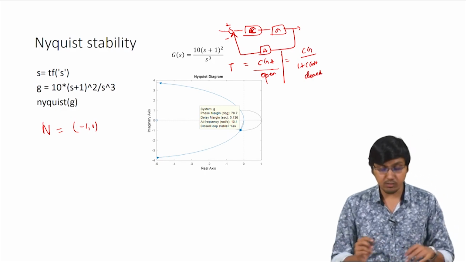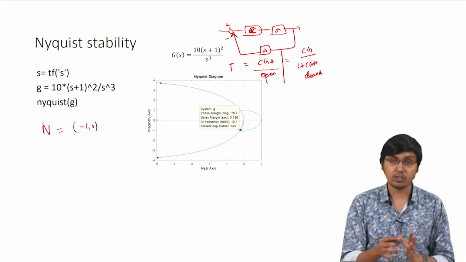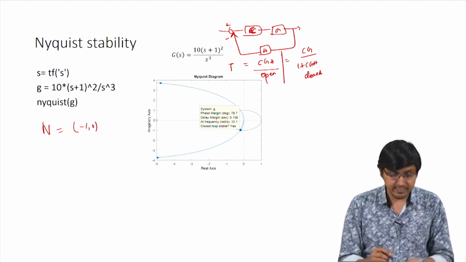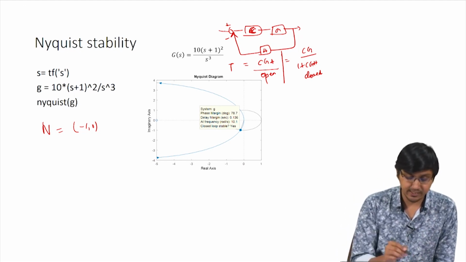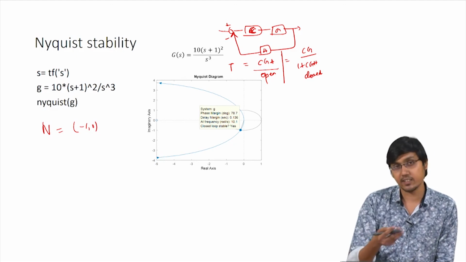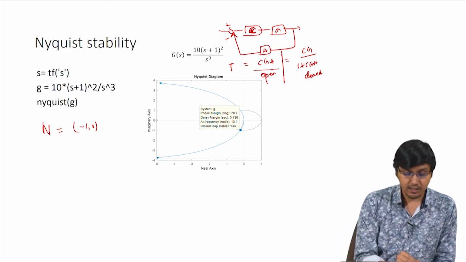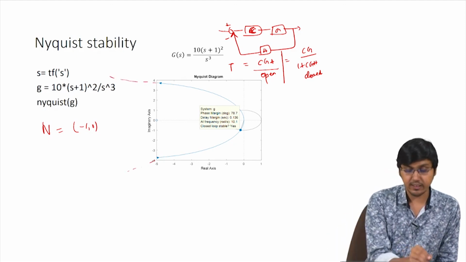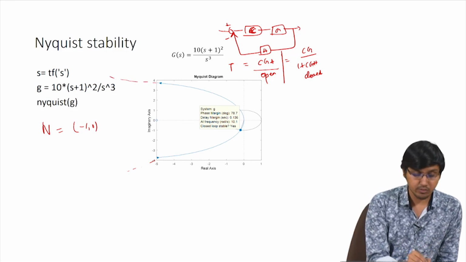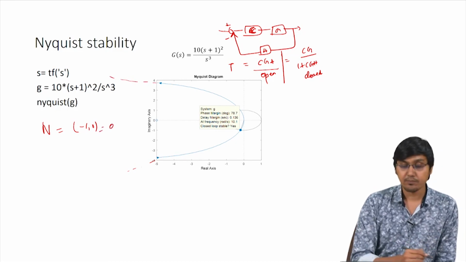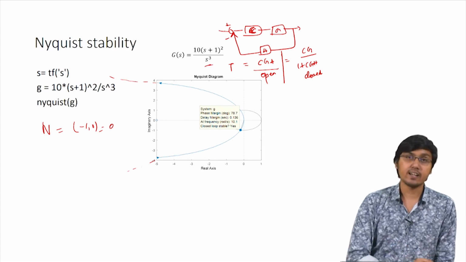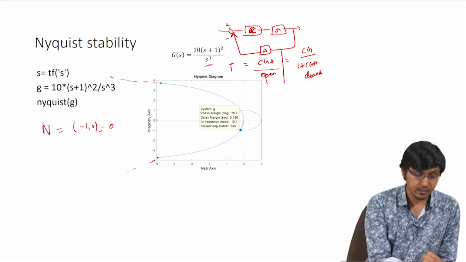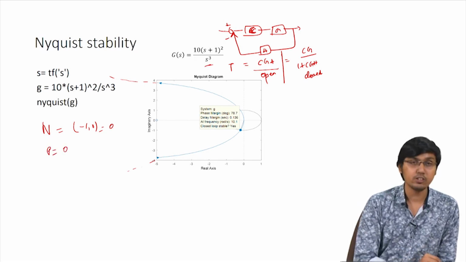Now coming back to our question, the number of clockwise encirclements: clearly this is not encircling anything. It is not a circle at all, it is just going like this and going like this. So definitely the number of clockwise encirclements is 0, and the number of poles on the right hand side of the S plane, P, is also 0.